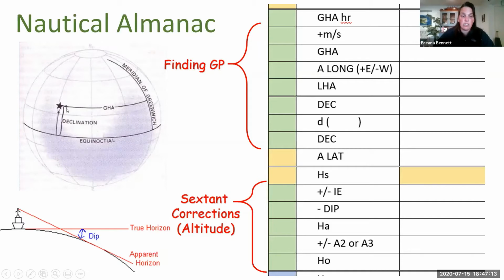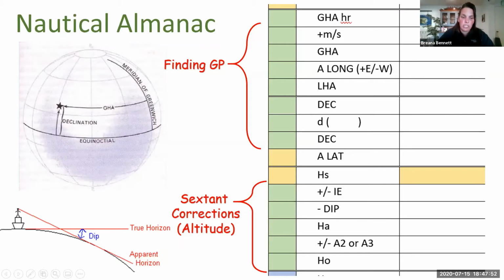But we need that geographic position of the star, or the sun, or whatever it is, in order to find that assumed position. So all of this is what we're going to focus on today. That's GHA, LHA, and declination. Our declination is the distance above the equator. Our GHA is the distance from Greenwich to the star, and that's measured west. Our LHA is from us to the star. So from us to the star is LHA.